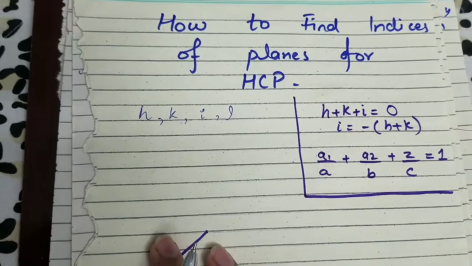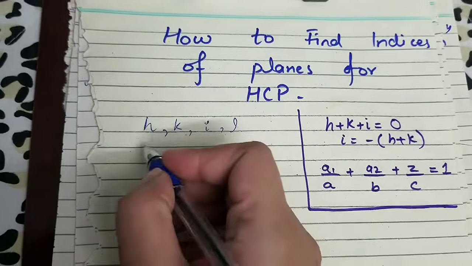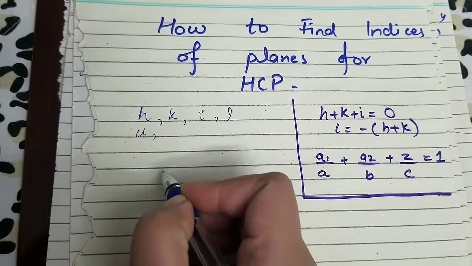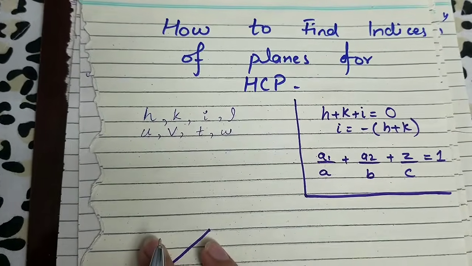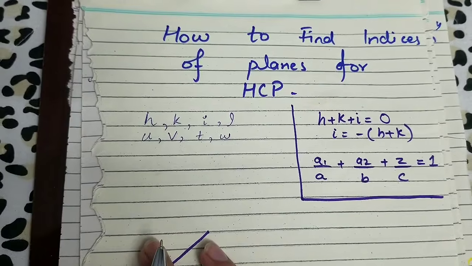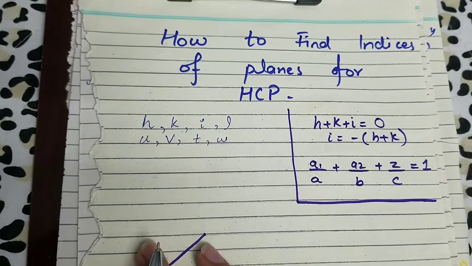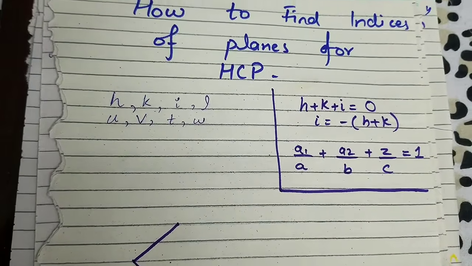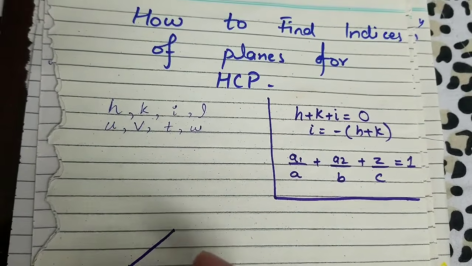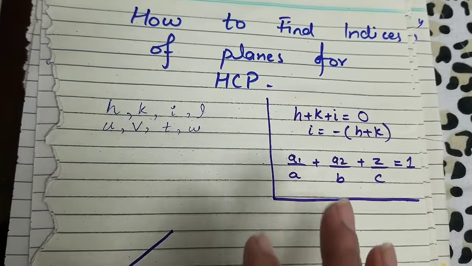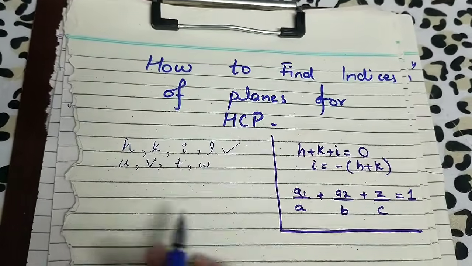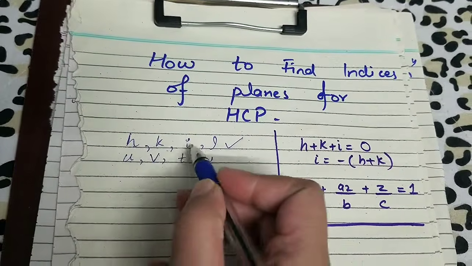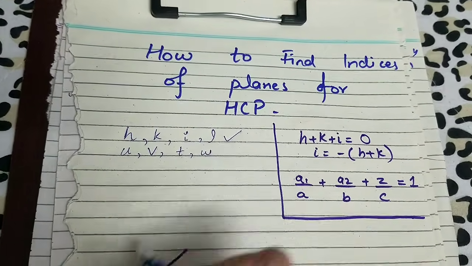The notations are arbitrary. You can choose your own. For example, in some books it's U for the first index, V for the second, T for the third, and W for the fourth one. So it's totally up to you what notation you want to adopt. Once you have selected it, just stay fixed to that notation throughout the problems so that you do not get confused. So I'll take this notation: H for first, K for second, I for third, and L for the fourth.